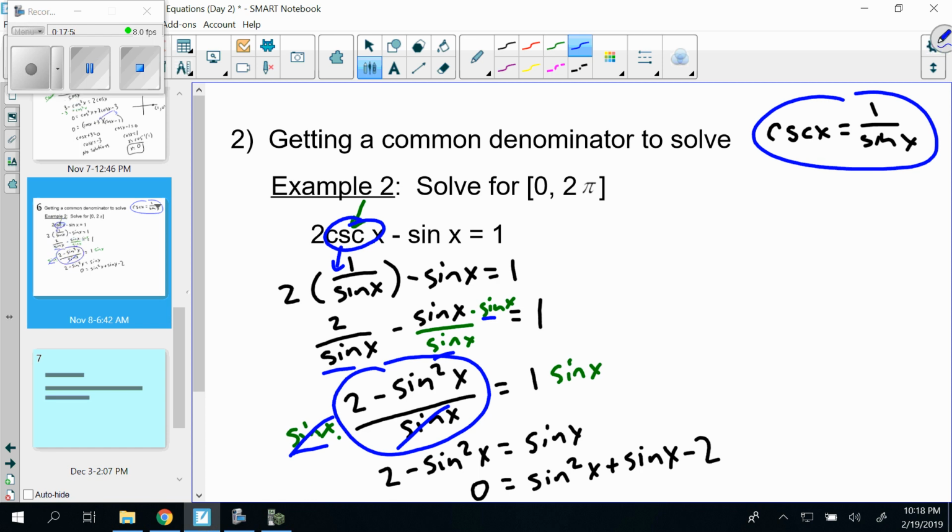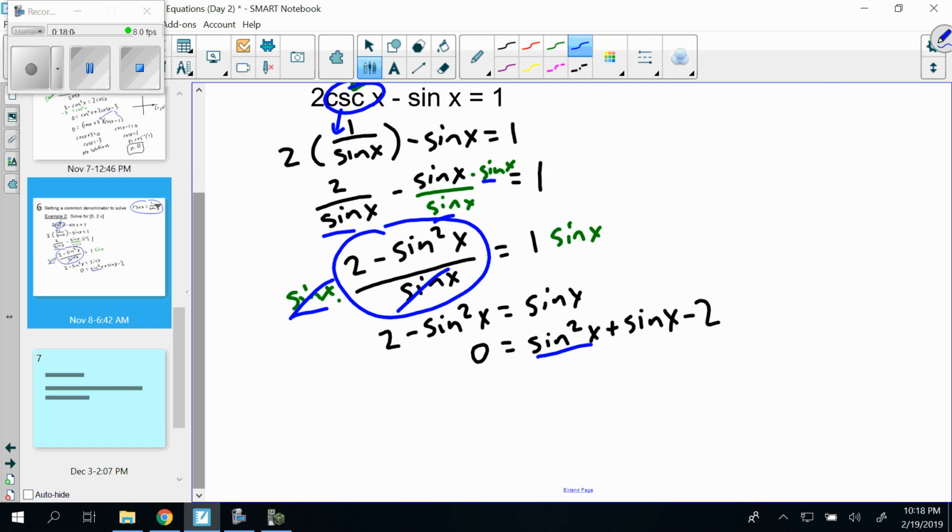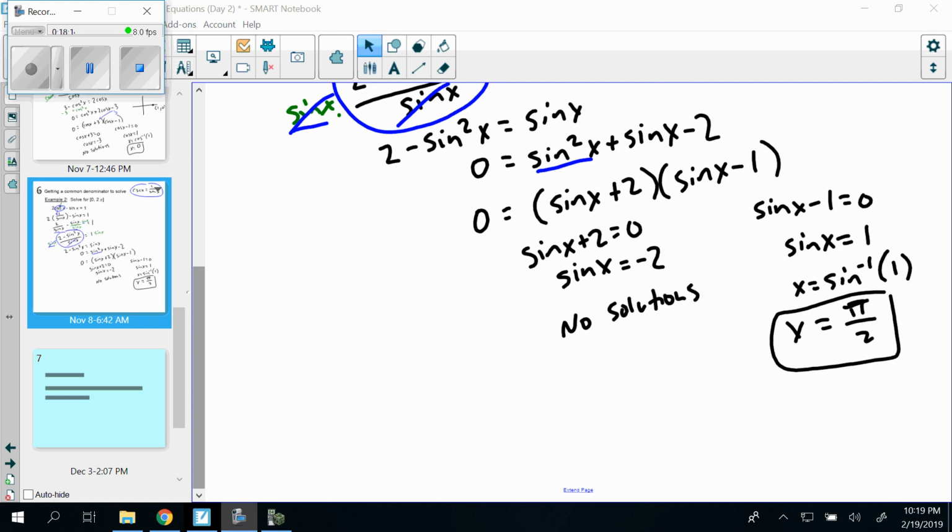Move everything to the right side. I moved everything over to the right side so that this sine squared x term is positive. Now we should be to the point where we can factor. So see if you now can pause the video again and try factoring this out and solve for the solutions. All right, let's see how you did.